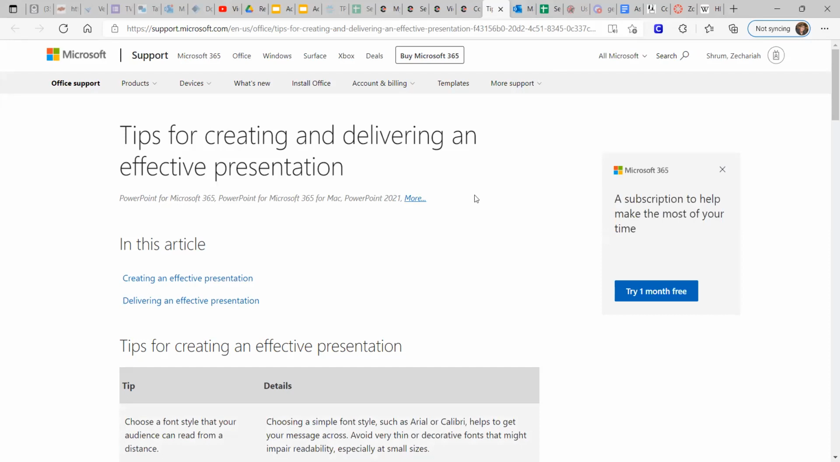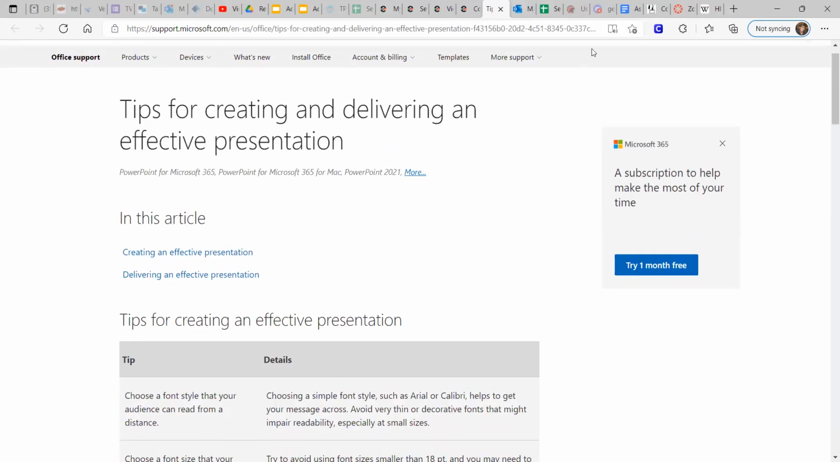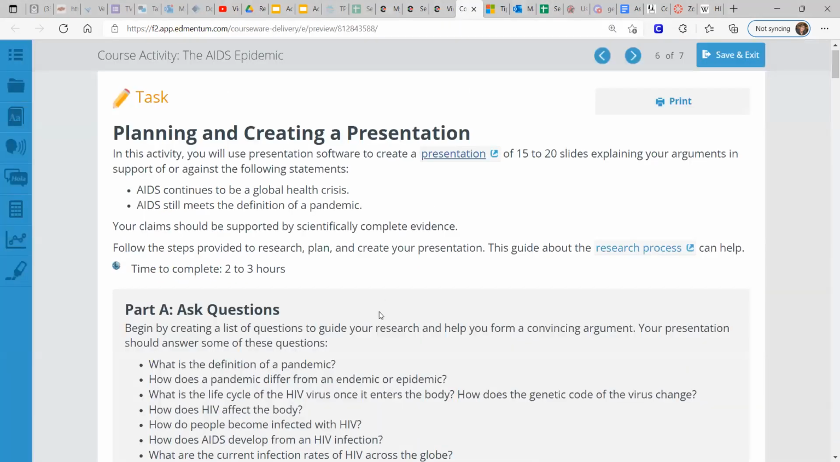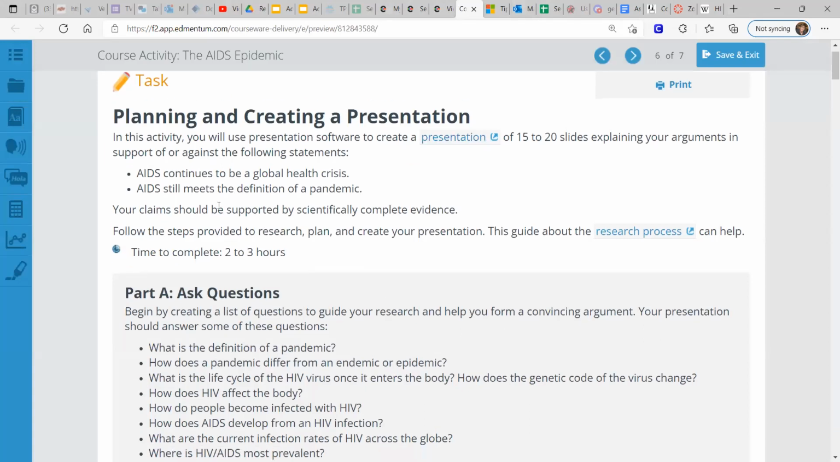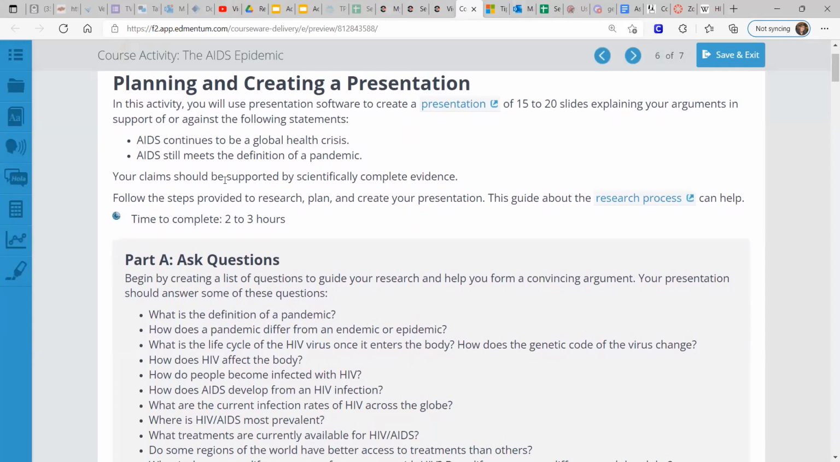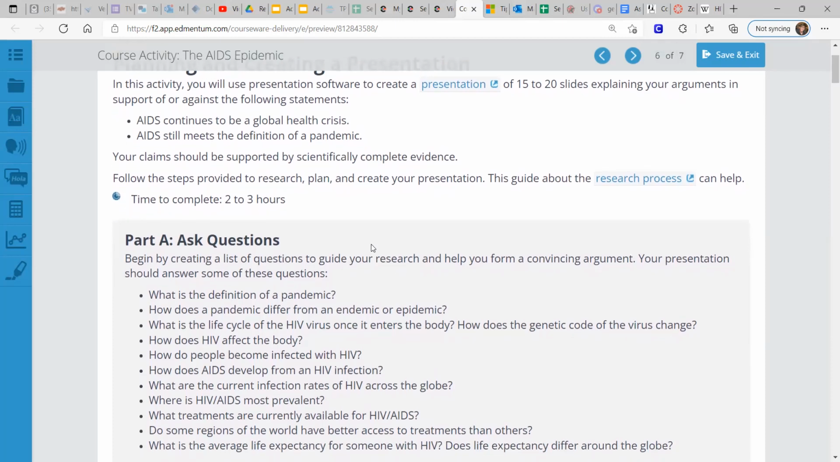And here's Microsoft. It gives you some tips for how to actually create a presentation. But let's go back. So we are trying to present information in support of or against the following statements. AIDS continues to be a global health crisis. AIDS still meets the definition of a pandemic. Your claims should be supported by scientifically complete evidence. Follow the steps provided to research, plan, and create a presentation.